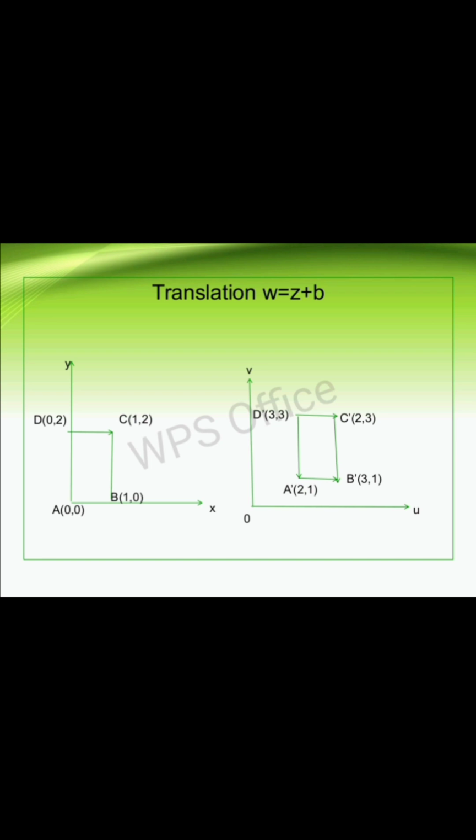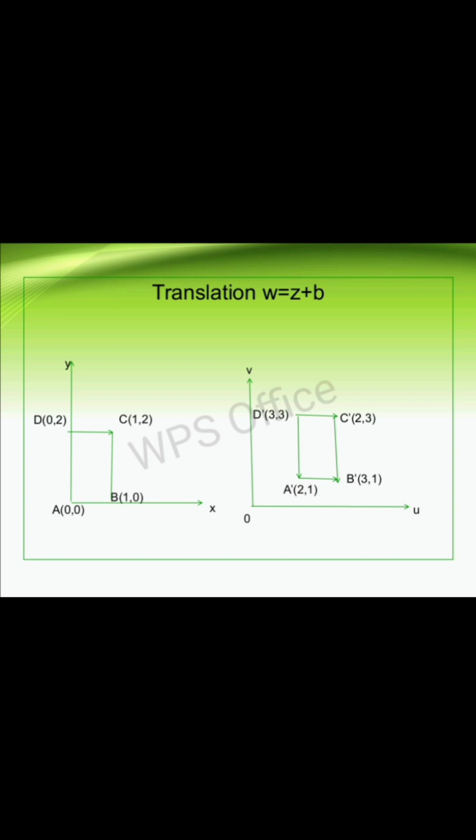Next, b is 1 comma 0. The image b dash is 1 plus 2 comma 0 plus 1. B dash is 3 comma 1. C is 1 comma 2. Then the image c dash is 1 plus 2 comma 2 plus 1, which means 3 comma 3. Then d is 0 comma 2. The image d dash is 0 plus 2 comma 2 plus 1, that is 2 comma 3. Finally, we get the region ABCD in the z plane mapped into the region a dash, b dash, c dash, d dash in the w plane. These two regions ABCD and a dash, b dash, c dash, d dash have the same shape, size and orientation.